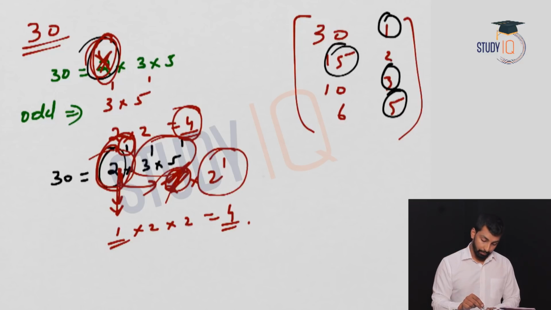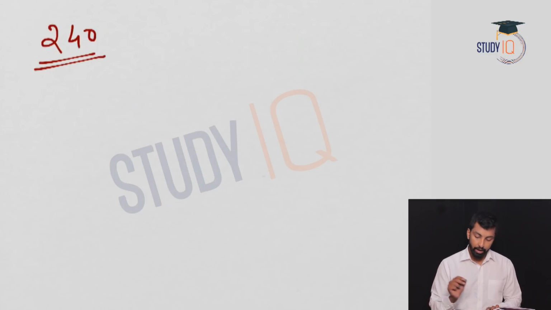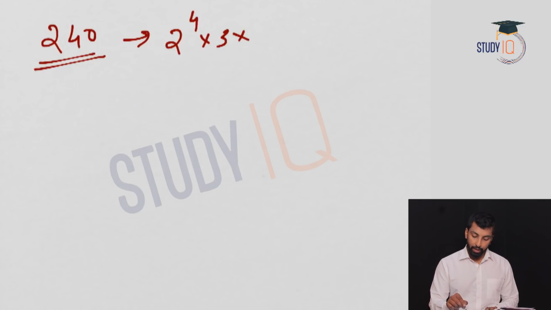Let's take one more example. Let's take a number 240. Okay, 240. How will you prime factorize it? You will prime factorize it as 2 raised to 4 into 3 into 5.